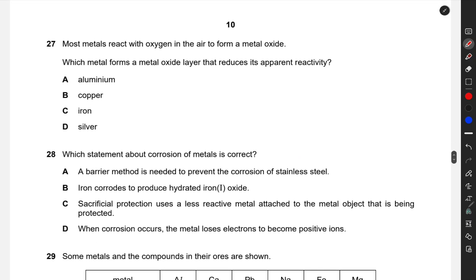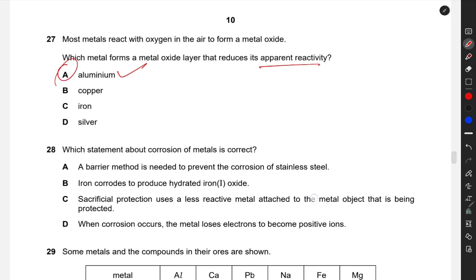Most metals react with oxygen in the air to form a metal oxide. Which metal forms a metal oxide layer that reduces its apparent reactivity? So aluminum is the metal, because aluminum is a more reactive metal than copper, iron and silver, so it forms a layer of oxide which reduces its apparent reactivity. A option is the correct option.